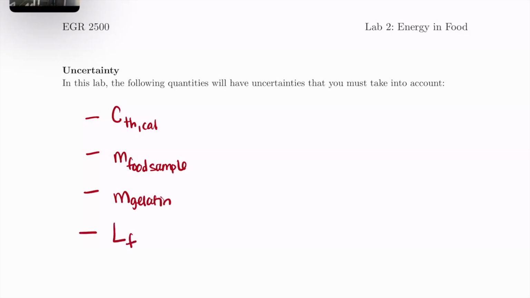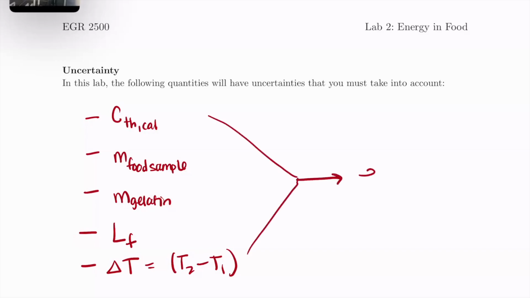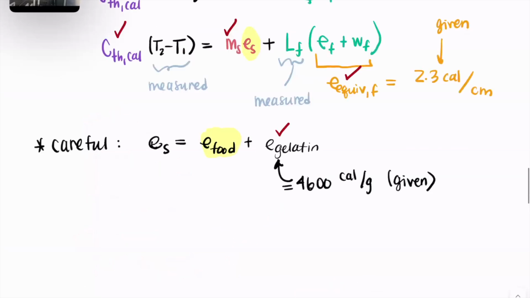We'll have uncertainty in the length of the fuse wire. That depends on the uncertainty of the ruler. And then we have uncertainty in our delta T measurement. Just remember that delta T is T2 minus T1, so we're going to have uncertainty for both T1 and T2, right? Okay, so these are the things that you will have uncertainty for. And then these will all go into the uncertainty for ES, right? Through this equation.